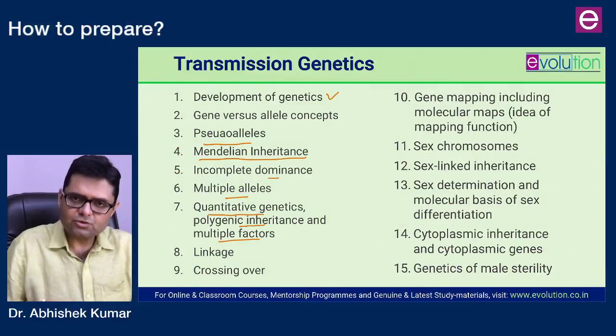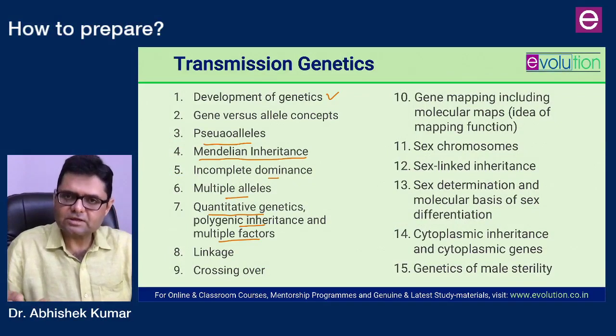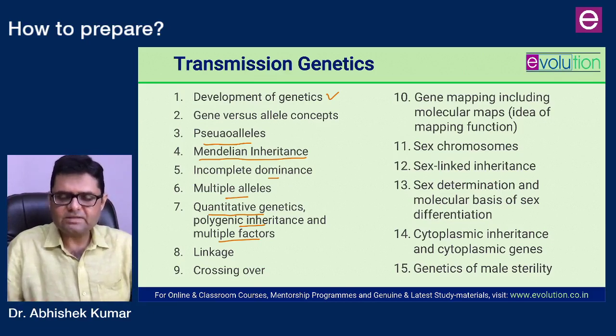It starts with sex chromosome, then the mechanisms of sex determination, and the syllabus also makes a mention of molecular mechanism of sex differentiation. Finally, the syllabus also talks about sex-linked inheritance. The last two topics, 14 and 15, are about cytoplasmic inheritance. So you have to study cytoplasmic inheritance, cytoplasmic genes, basically the organellar genes, and topic 15 is a manifestation of cytoplasmic inheritance, that is genetics of male sterility.